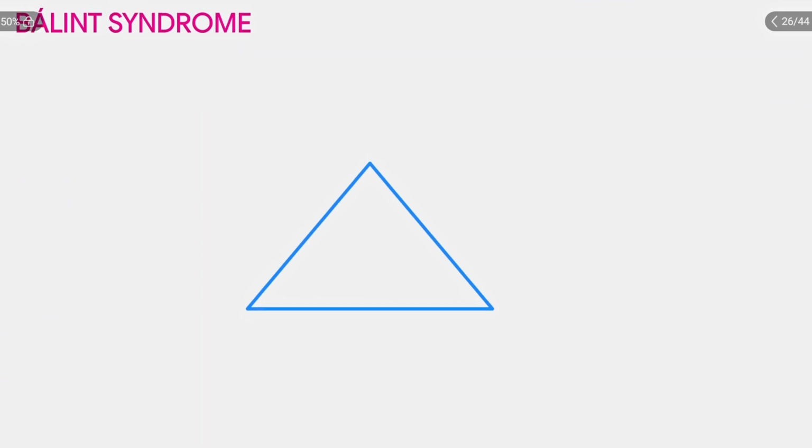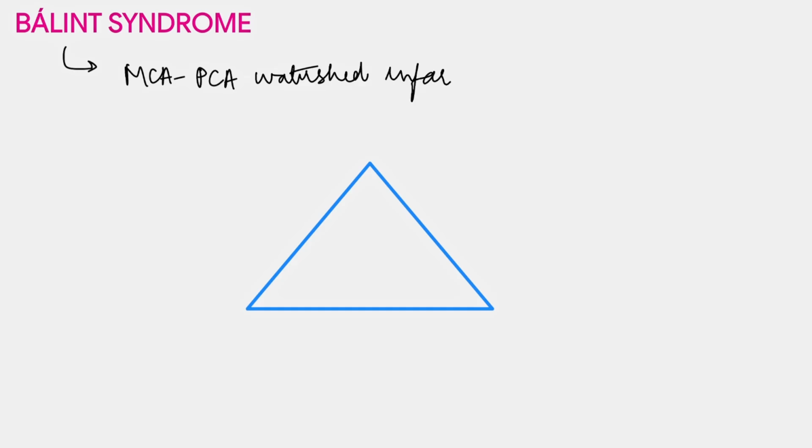Now, what about the MCA-PCA watershed infarction? That is called Bálint syndrome. This has a very classic triad. First, you have something called oculomotor apraxia. I discussed that apraxia means the patient doesn't have the ability to perform a previously known skill.